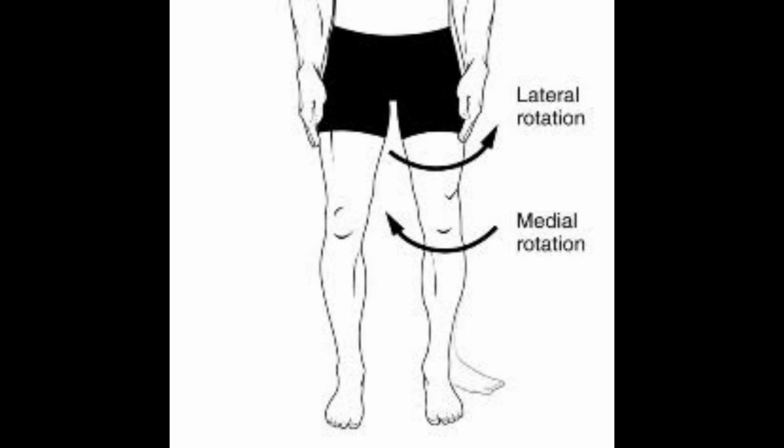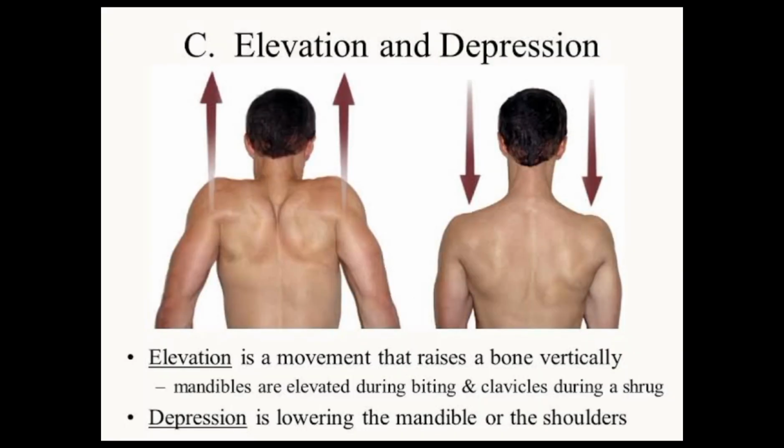Medial rotation refers to a rotation movement towards the midline and is also referred to as internal rotation, while lateral rotation is a rotating movement away from the midline. Elevation and depression. Elevation refers to movement in a superior direction, while depression refers to movement in an inferior direction.